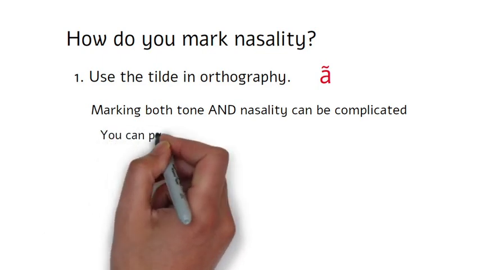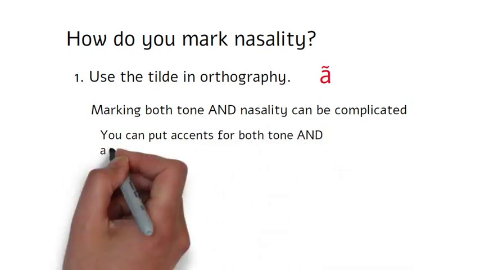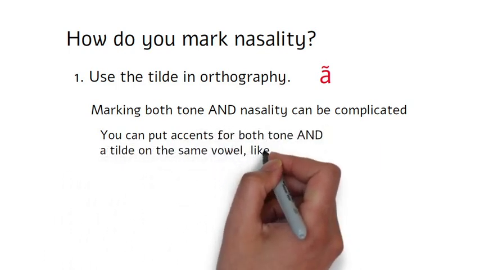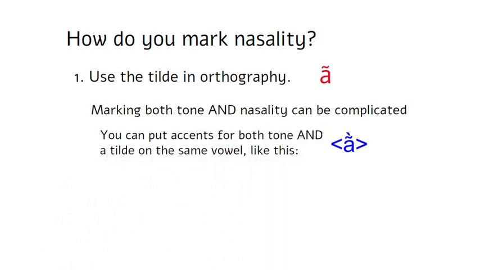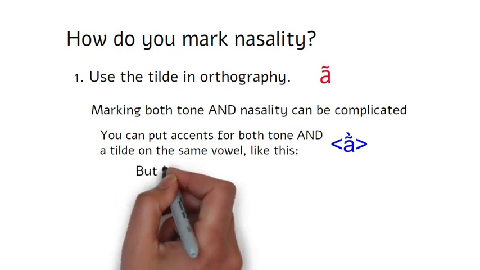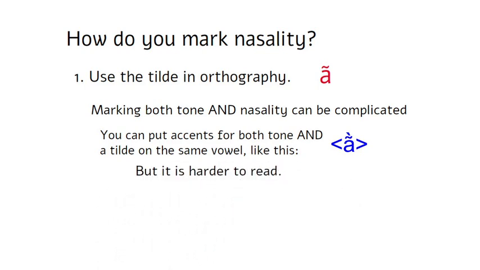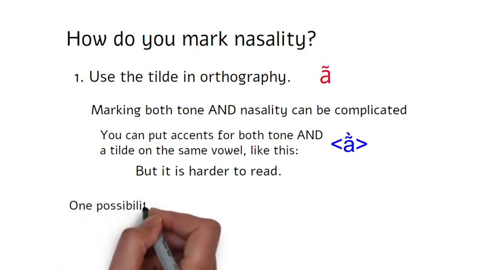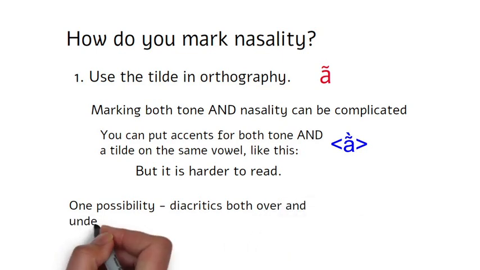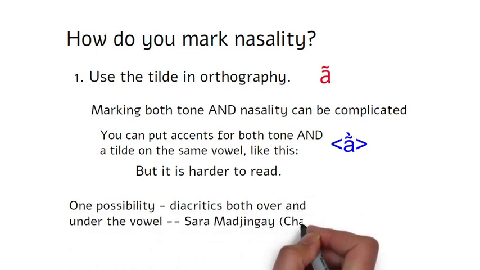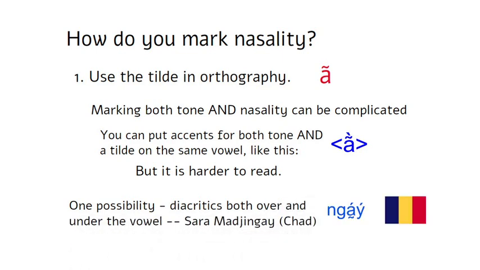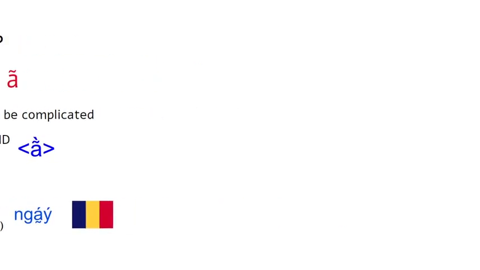It is possible to put both an accent for tone and a tilde on the same vowel, like this, but it is harder to read. If possible, try to avoid stacking diacritics like this. It is possible to use a combination of diacritics both over and under the vowel, as Sara Madinge of Chad does. Using a tilde is one way to mark nasality.